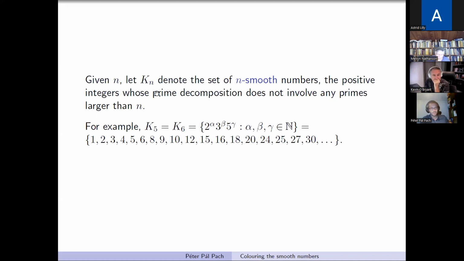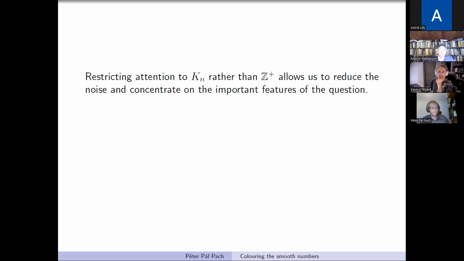So once again, for instance, K_5, but also K_6, is the set of the numbers that have prime factors 2, 3, or 5. And now we will only study whether the set of n-smooth numbers can be colored by n colors in an n-satisfactory way.